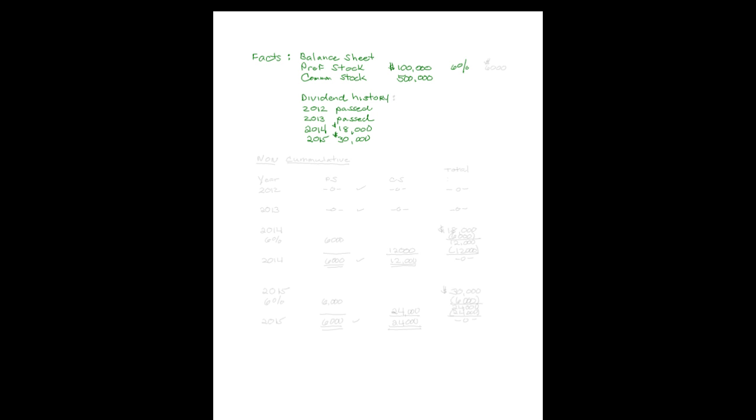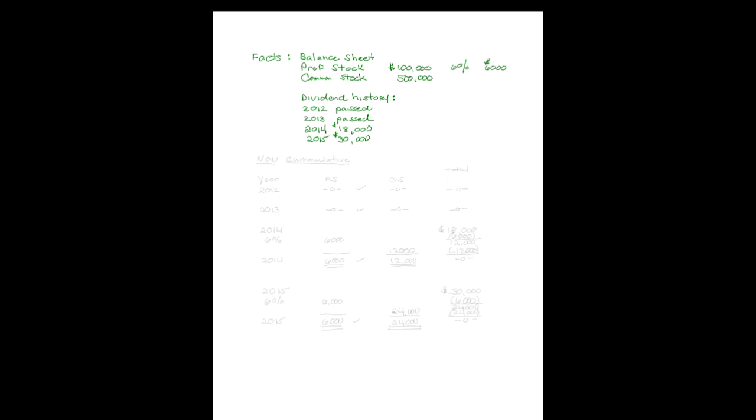Furthermore, the preferred stock is 6%, so now you know that means they're going to be paid a dividend in the amount of $6,000 ahead of common stockholders. And here's our little business's dividend history. We passed dividends in 2012 and 2013. In 2014, the board of directors declared an $18,000 dividend, and in 2015, they declared a $30,000 dividend.